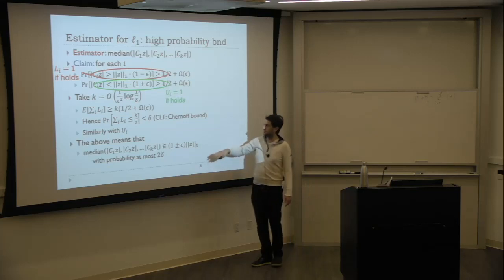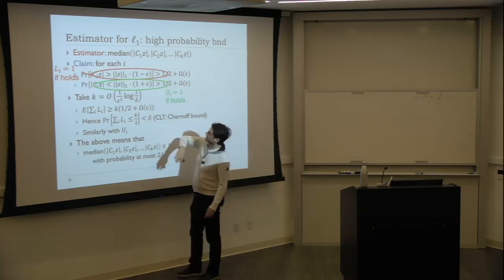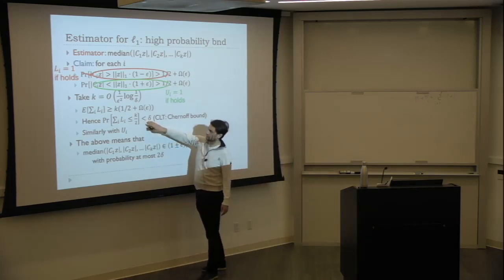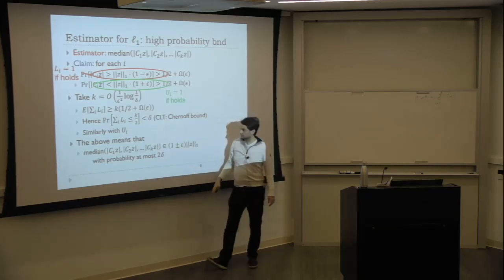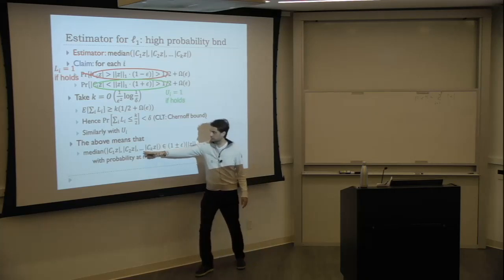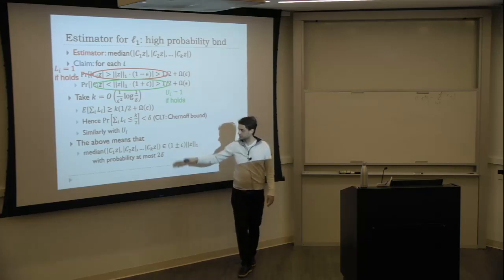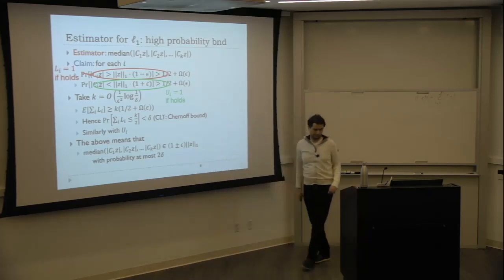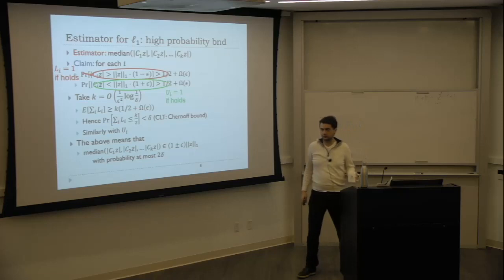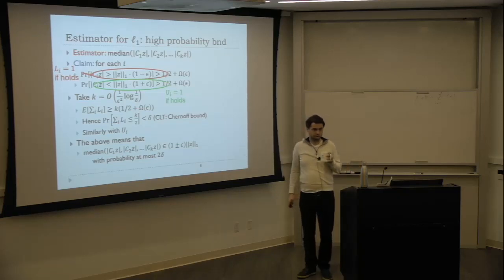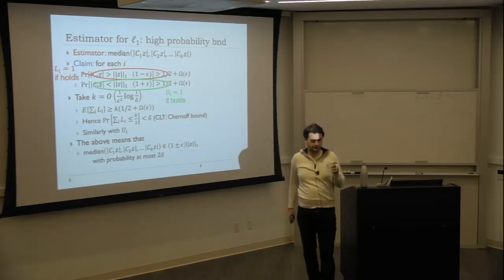So assuming that this holds for the Li's and the same holds for the Ui's, the median of all these quantities will be between 1 minus epsilon and 1 plus epsilon times the L1 norm of z. And this happens with probability at most 2 delta. Voila.